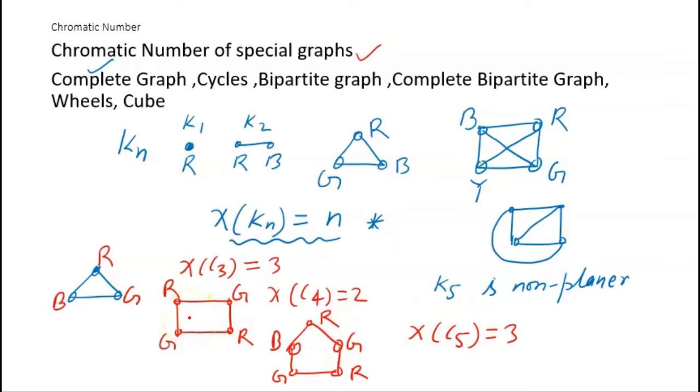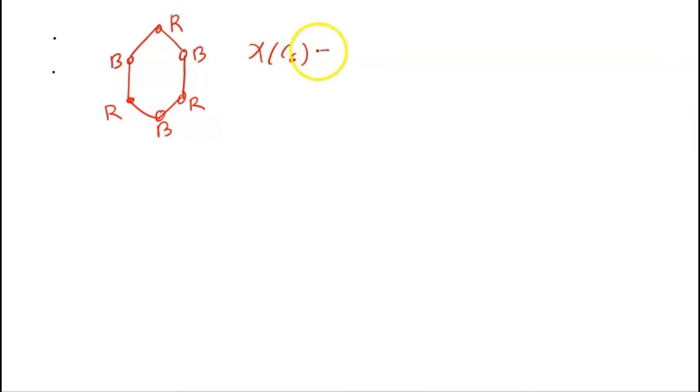Did you notice a pattern? Before I tell you the pattern, let me quickly go to the next page and draw the C6 graph so that the pattern is very clear to you. So this is your C6 graph, with vertices 1, 2, 3, 4, 5 and 6. If I assign red color, blue color, red color, blue color, red color and blue color, the chromatic number of C6 is equal to 2.